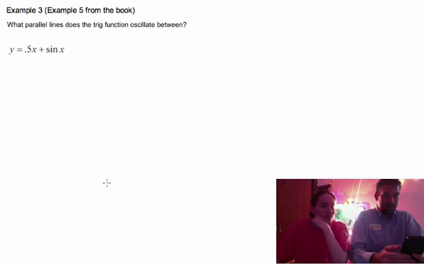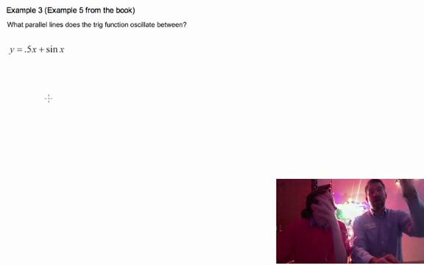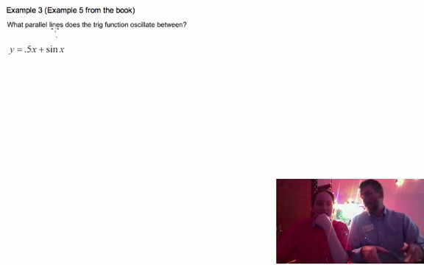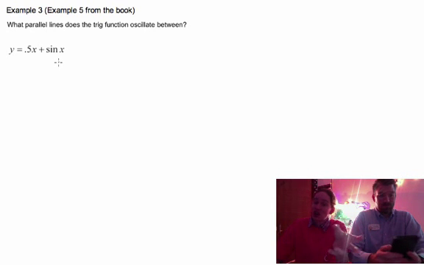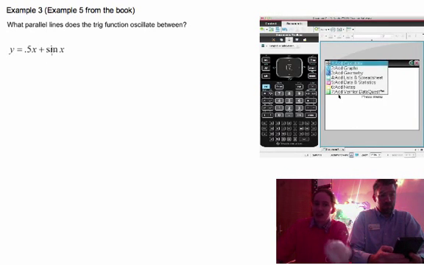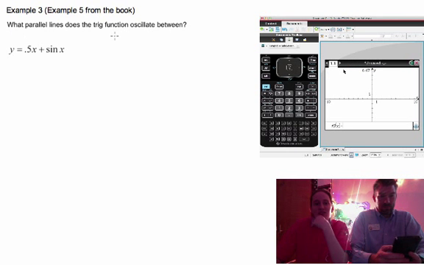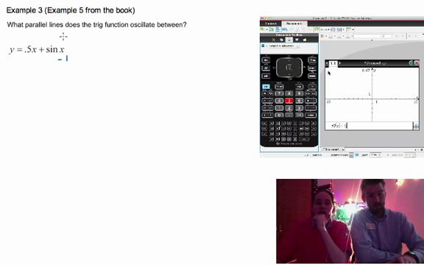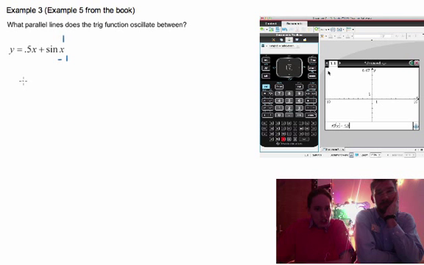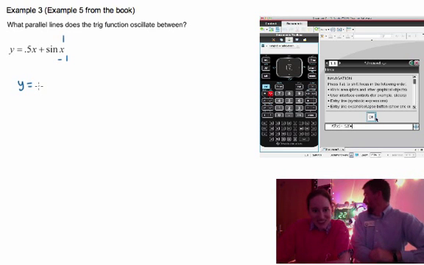Oh. y equals 0.5x plus sine x. These graphs are just fun. They're pretty interesting. These we could actually kind of graph without our calculator. It asks what parallel lines the trig function oscillates between. Well, think about sine x having a range from -1 to +1. It turns out that the function is going to oscillate between these two lines.